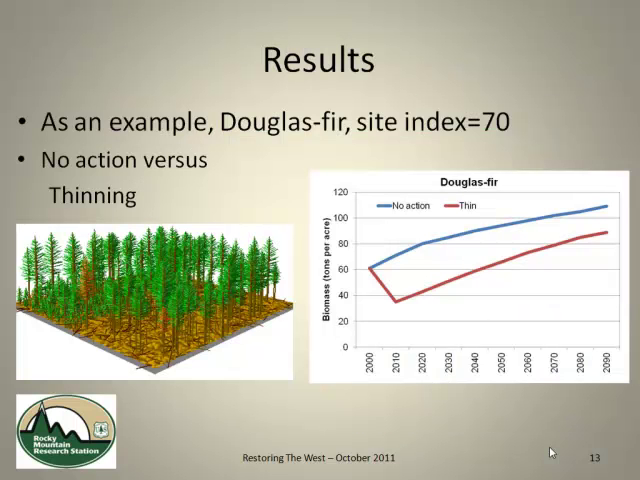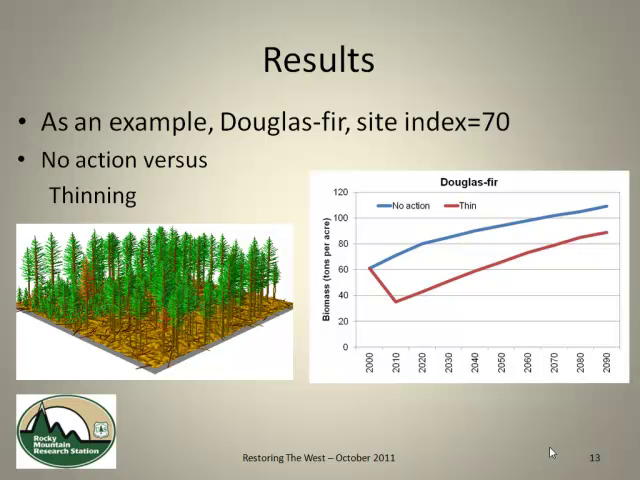Okay, and what I'm going to do for the results is work through an example with Douglas fir and get to my final metric before showing you the results from pinyon pine. On the left, you'll see the graphical rendering of a high quality, site index 70 Douglas fir stand that I modeled to calculate biomass accumulation rates. The blue line is the no action scenario, and the red line is the thinning scenario.